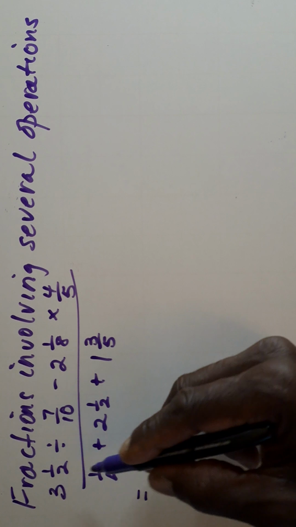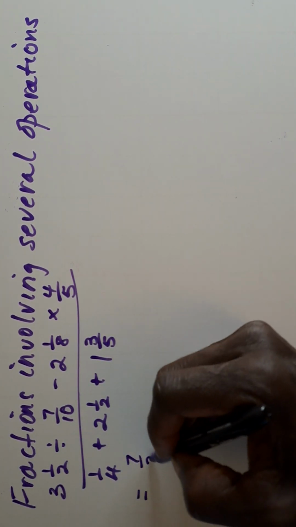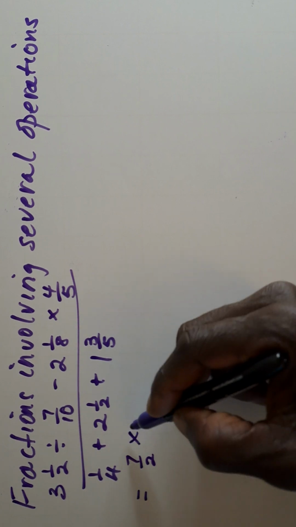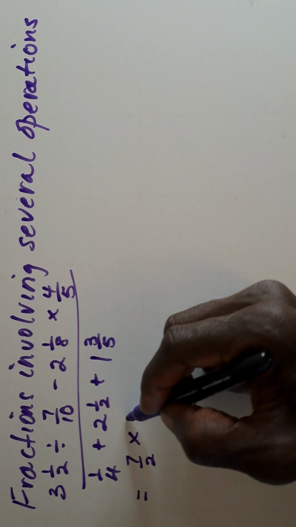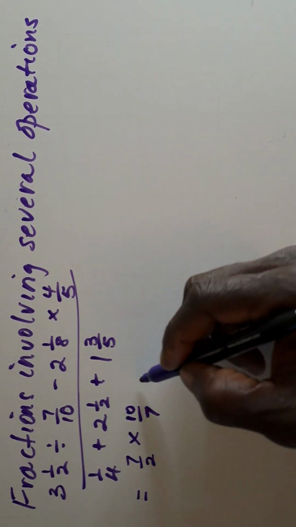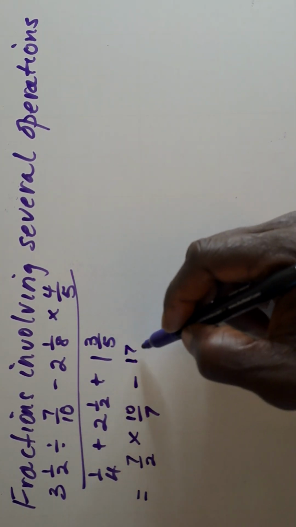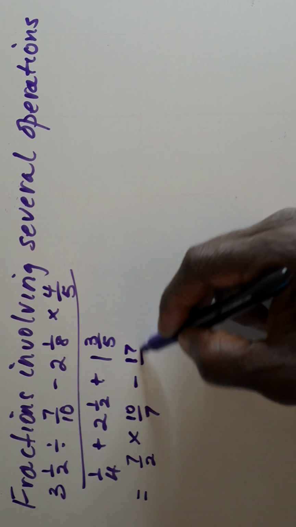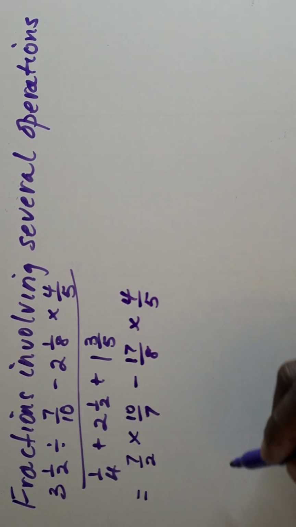So this is 326 and 17/2. Now we turn this division into a multiplication. Now it's, instead of 7/10, it's 10/7 minus 2 16 and 1, 17/8. Now we leave this as 4/5.